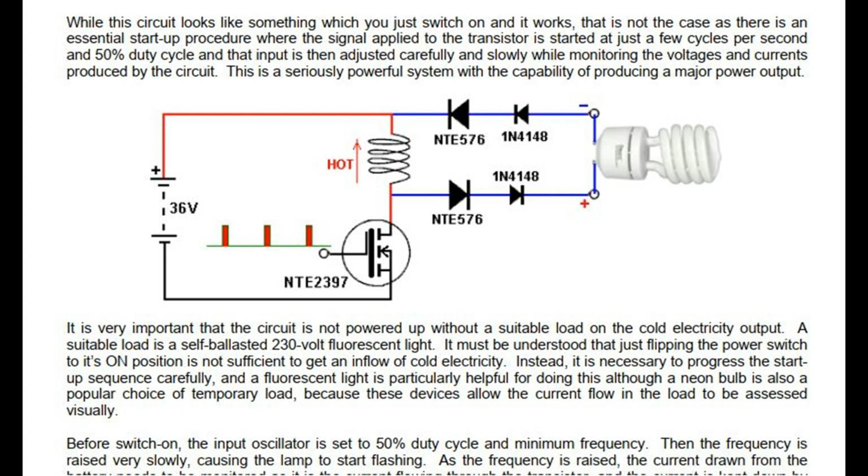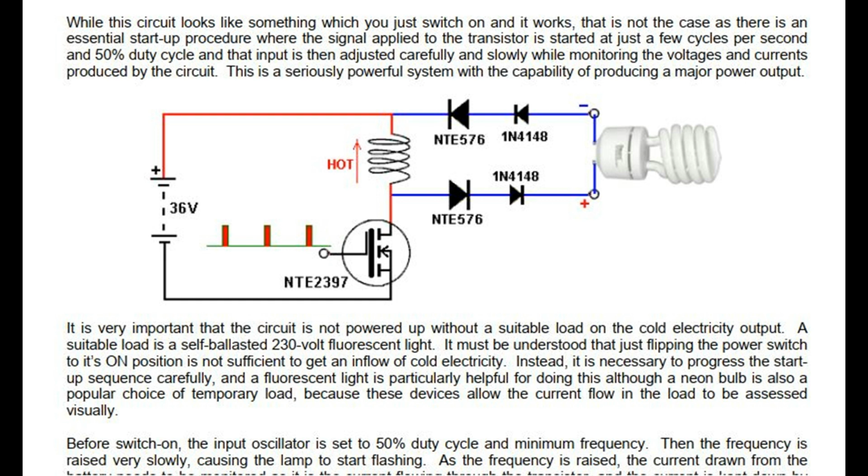Instead, it is necessary to progress the startup sequence carefully, and a fluorescent light is particularly helpful for doing this, although a neon bulb is also a popular choice of temporary load, because these devices allow the current flow in the load to be assessed visually.